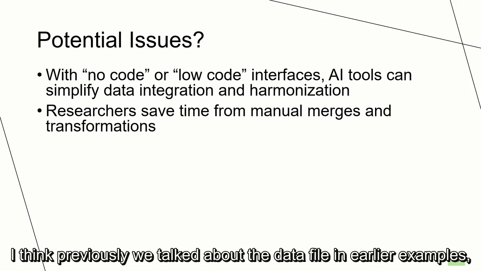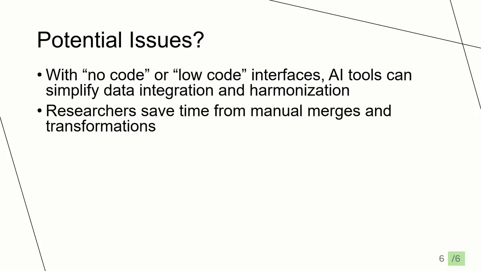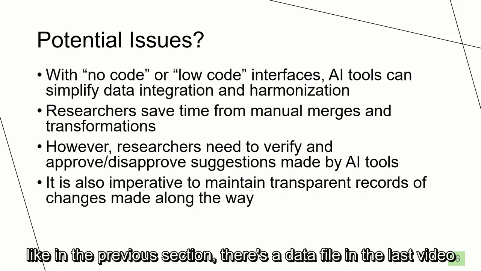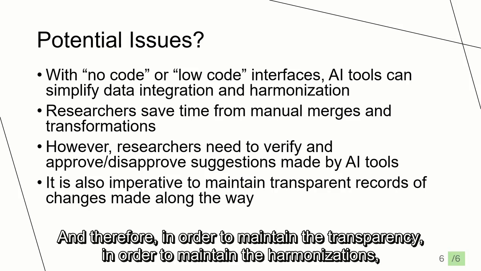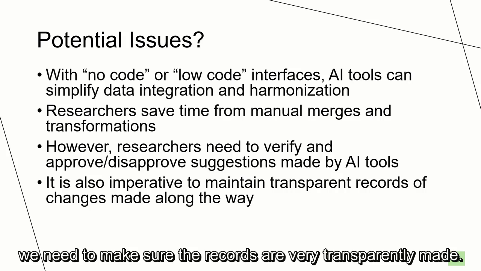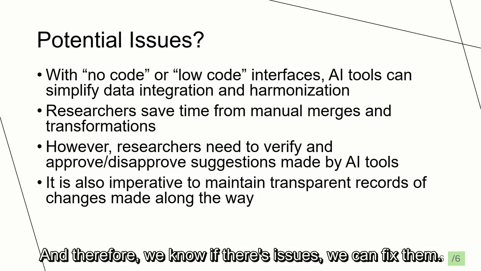I think previously we talked about the data file in earlier examples, in the last video that we showed. The data files could be really weird and different, and therefore, in order to maintain the harmonization, we need to make sure records are made very transparently. We need to know the process, which version was made by which person and when, so if there are issues, we can fix them.